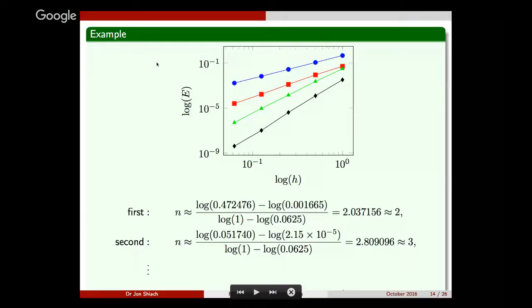So for the first order one, my worst error at h equals 1 was 0.47. And when h was an eighth, 0.0125, that was the error. So there's h, 0.062 by the way. If I take the difference between the log of the errors, divided by the difference between the log of the h values, I get 2.037, blah, blah, blah. That is approximately 2, so the truncation error will be big O h to the 2. Do the same with the second order one, you get approximately 3, so it's big O h to the 3, etc.